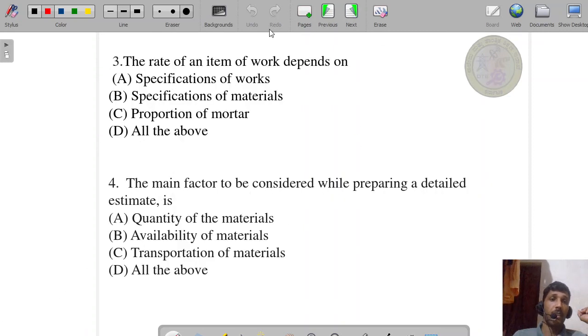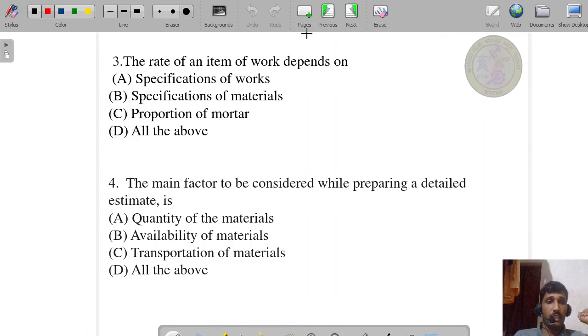Next question. Question number 3. The rate of an item of work depends on dash. There are 4 options: specifications, specifications of materials and works, proportions of mortar, all the above. Which is the correct answer? The rate of an item of work depends on specification, proportions, and specification of the works. All the above is the correct answer.